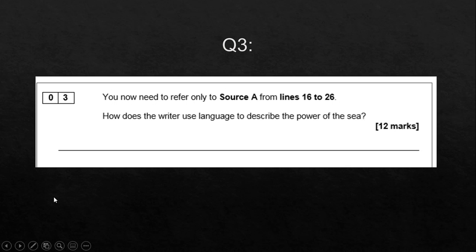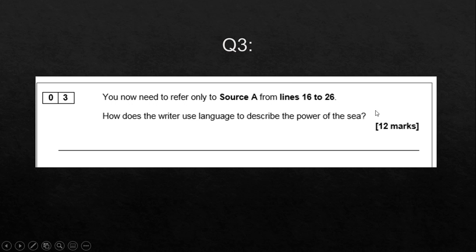At your question 3. So question 3 will only focus on one source or the other, so either source A or source B. Obviously read the question very carefully. In the mock that we focused on a couple of weeks ago, it was source A, and you only wanted to be looking at lines 16 to 26.